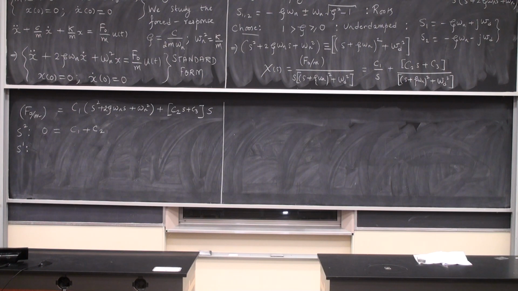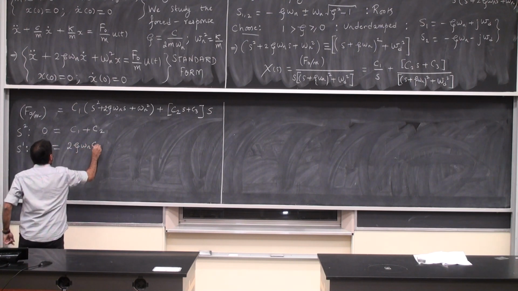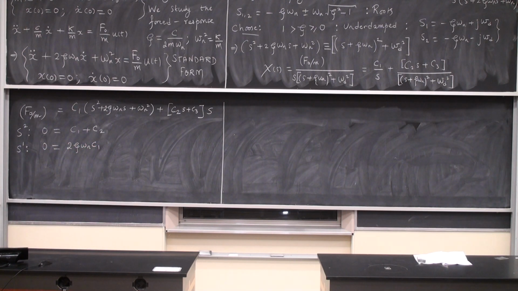Coefficient of s to the power 1: on the left hand side, there is nothing, so that's 0. On the right hand side I have C1 times 2 zeta omega n times s. So that's 2 zeta omega n C1. And I have C3 times s. Okay, so plus C3.